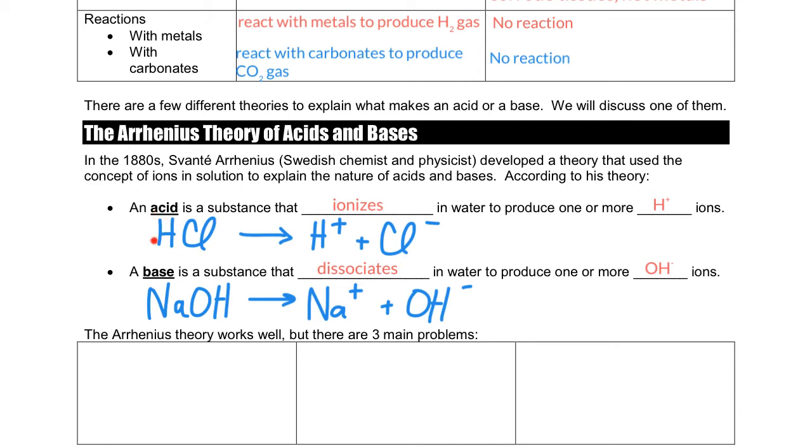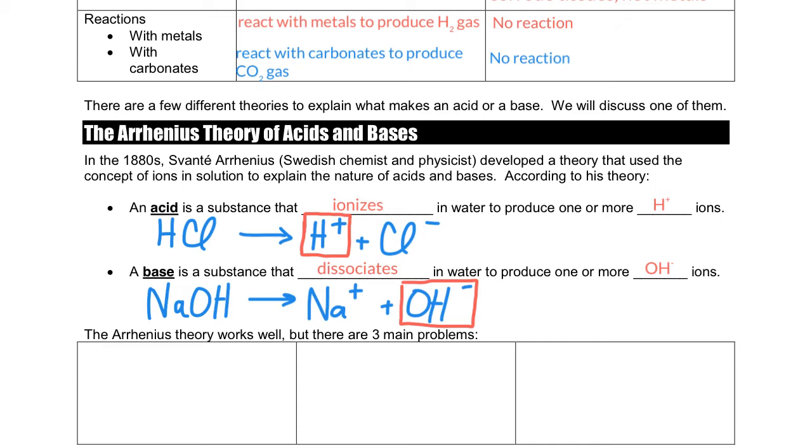So HCl ionizes to make ions. Sodium hydroxide dissociates. It's already an ionic compound. It already has ions in it. So the ions just dissociate. So there's a slight difference in terminology, but the general idea is the same. The acid is producing H+ ions in water, and the base is producing OH- ions in water.